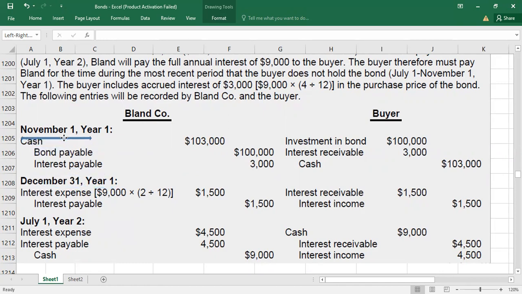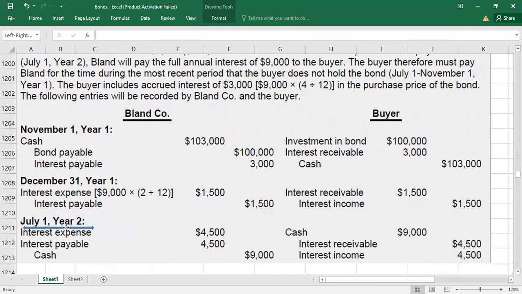Okay, then on December 31st year 1, this is the reporting date because you issued the bonds on November 1. So if you count the months till 31st December, you have 2 months and you have to accrue the interest here. So you will make this entry: debit interest expense. How will you calculate? Annual interest was 9,000, multiplied by 2 over 12, so you will debit 1,500 as interest expense. Credit will go to interest payable, I mean it's accrued interest of 1,500.